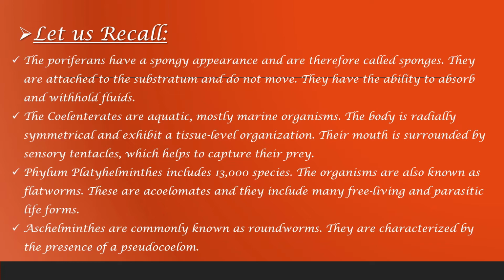Phylum Platyhelminthes includes 13,000 species. The organisms are also known as flatworms. These are acoelomates and they include many free-living and parasitic life forms. Aschelminthes are commonly known as roundworms. They are characterized by the presence of a pseudocoelom.